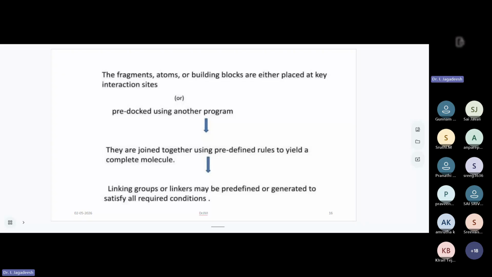Or we take that pocket structure, pre-dock using another program, and select a fragment from the database. Then we join them together using predefined governing rules to yield a correct moiety that will work in the near future. The linking of the groups and the linkers may also be predefined according to the feasibility of synthesis, and we generate a structure where all requirements are met and all conditions are satisfied.